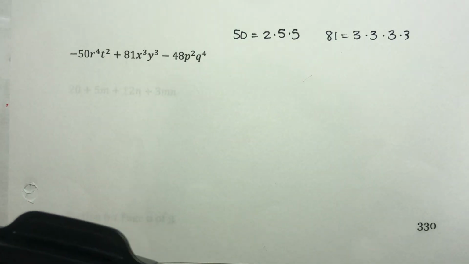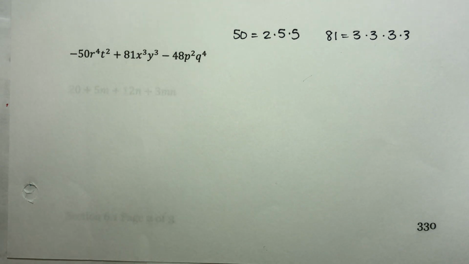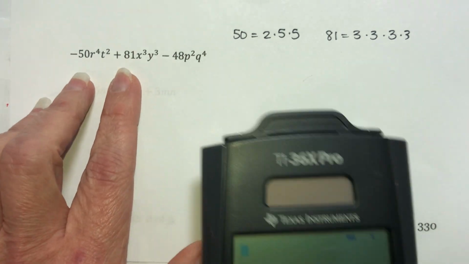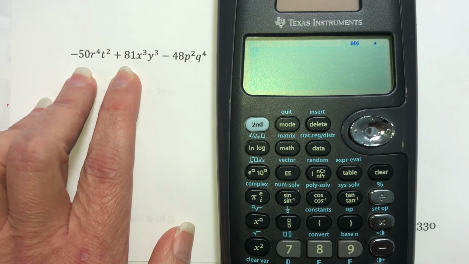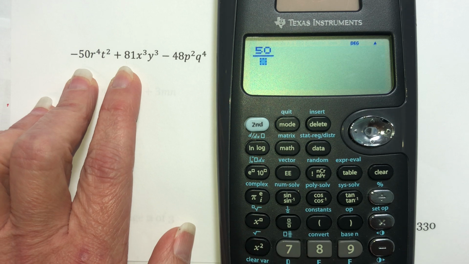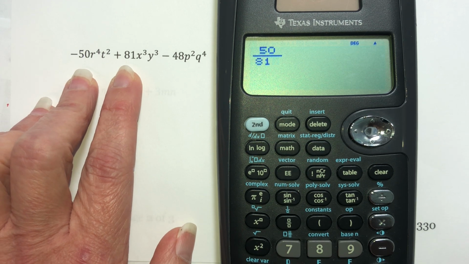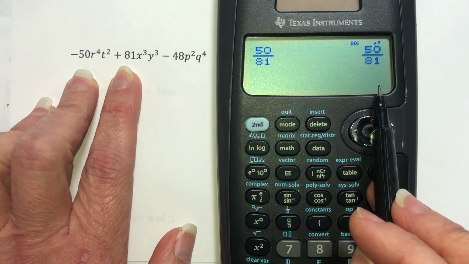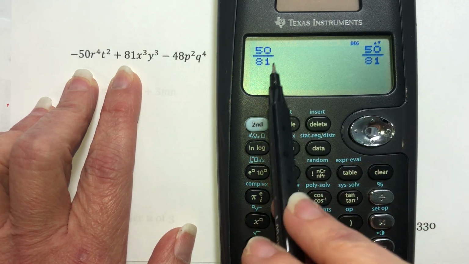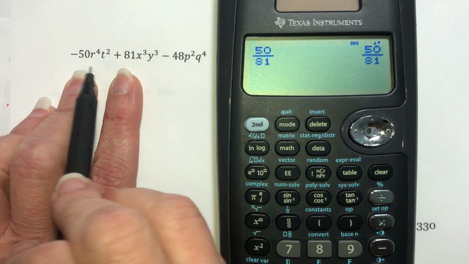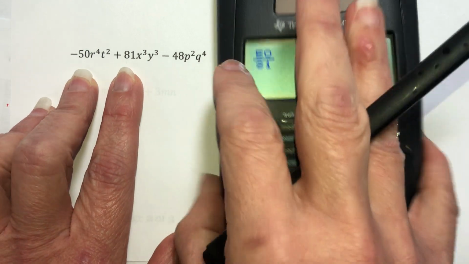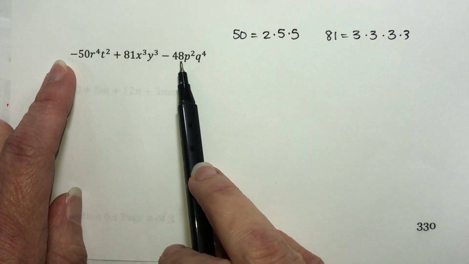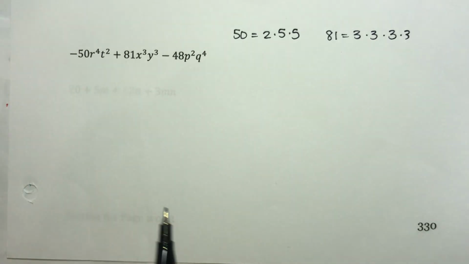One other trick you can use, and I want to stress that this is not the way to get this done, but if you're ever not sure if there's a number that divides into both of them, you can put it in as a fraction. If I do 50 over 81, and then I hit enter, and it reduces, that means there's some number that divides into both of them. But it didn't reduce. That tells me that the only thing that divides into 50 and 81 is a 1, so nothing factors out of those two as far as the numbers go. And if there's nothing I can factor out of these two, then there's certainly nothing I can factor out of all three. Okay, so nothing on the number front.